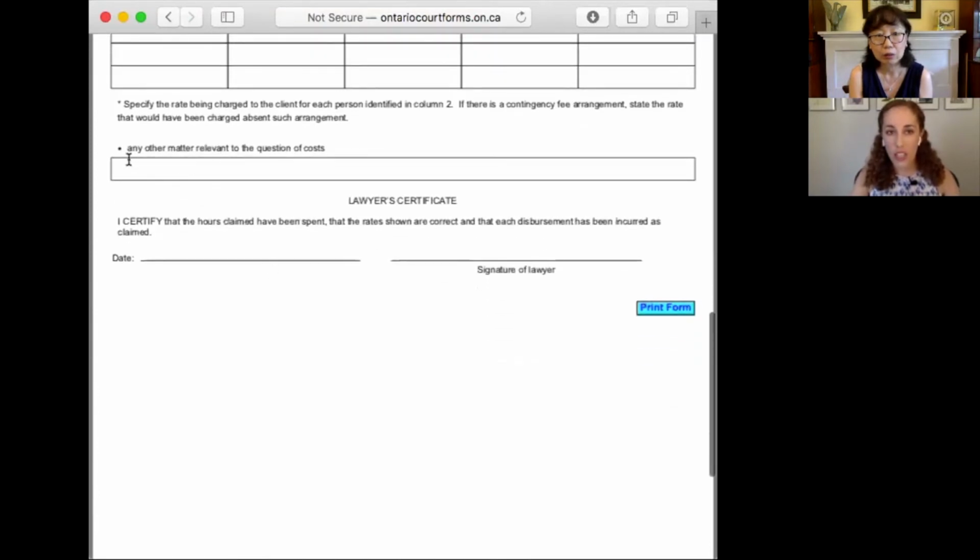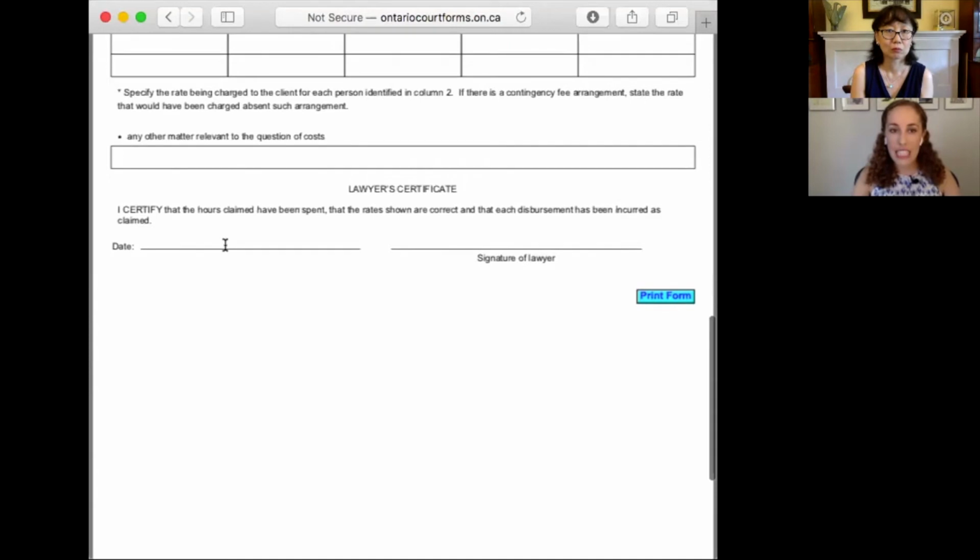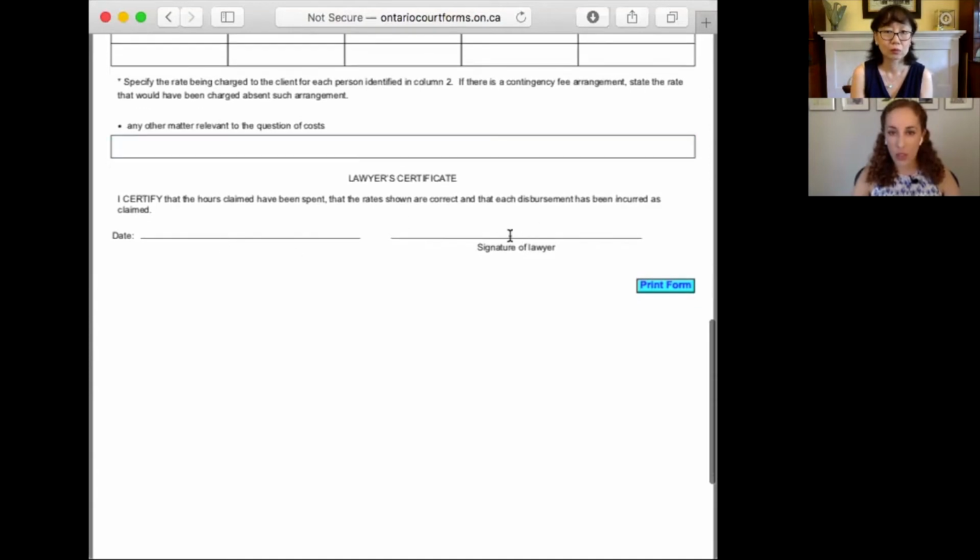Sometimes people will put the disbursements onto the last page, where it says any other matters relevant to the question of cost, they might list the disbursements here. Or they can say, see Schedule A, and attach the disbursements as a schedule. The disbursements will likely be the filing fee, paying for photocopies if you're filing in paper, and paying the process server to serve and file it. And then the last thing is the lawyer would sign the cost outline and date it.